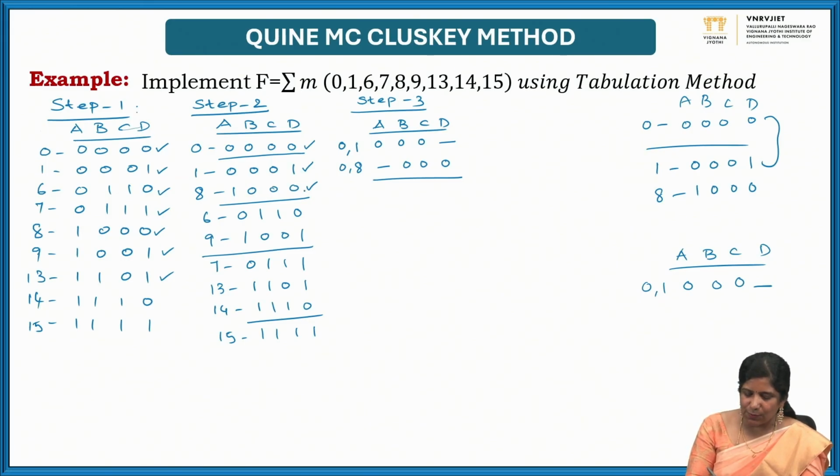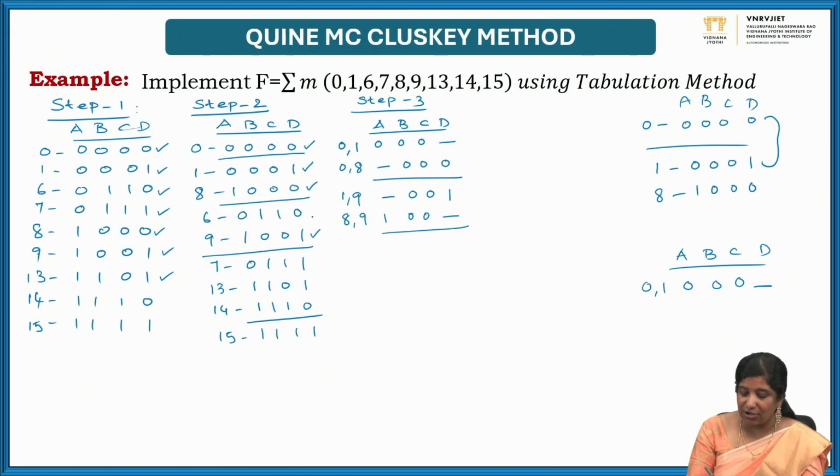Now the second group, that is the 1, 8 minterms, should be compared with the 6, 9 minterms. 1 and 6: can I combine? I cannot combine because 3 bits are differing. Now check 1 and 9. 1 and 9 can be combined, so it will be dash, 0, 0, 1. Then can I combine 8 and 6? 8 and 6 also differ by more than 1 bit. Then 8 and 9 can be combined. So it is 1, 0, 0, dash. So this group comparison is over.